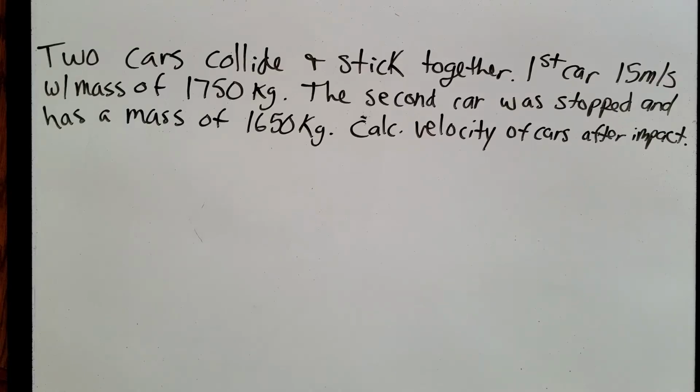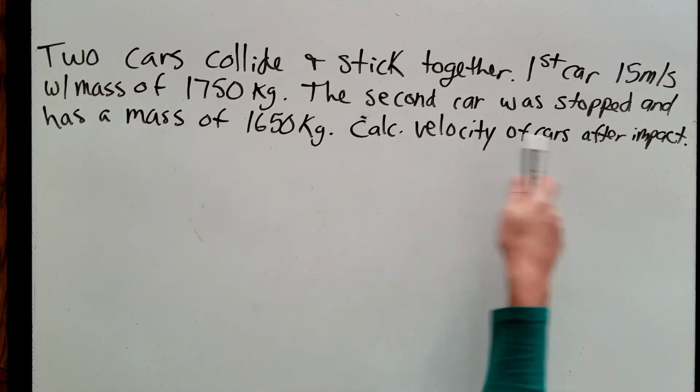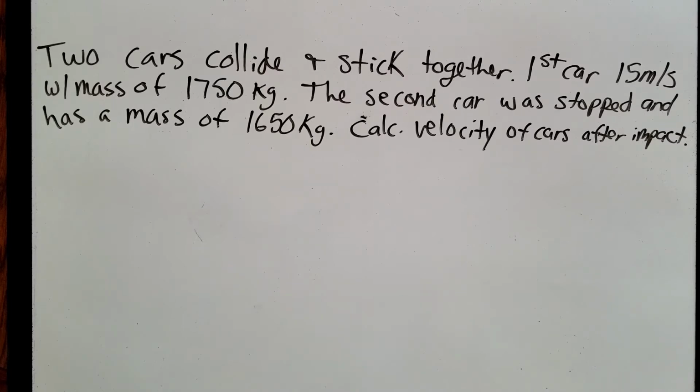Now we're going to look at a collision problem. And with collision problems, what's really happening is momentum is being transferred. Okay, so this one has two cars colliding and sticking together. The first car, 15 meters per second, given the mass as well. Second car was initially stopped. They want us to calculate the velocity of the cars after impact. Okay, so the first step is to go through, convert if necessary, and then after that, make your knowns and unknowns.